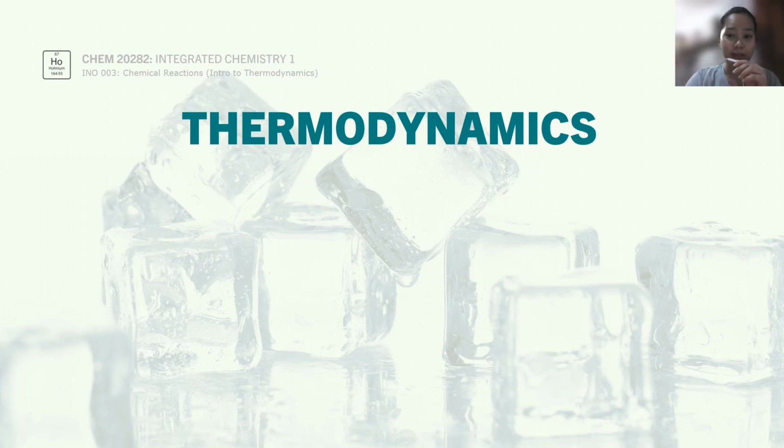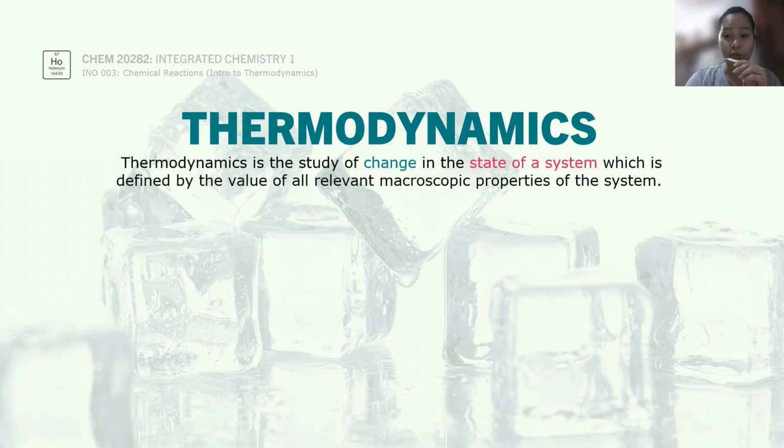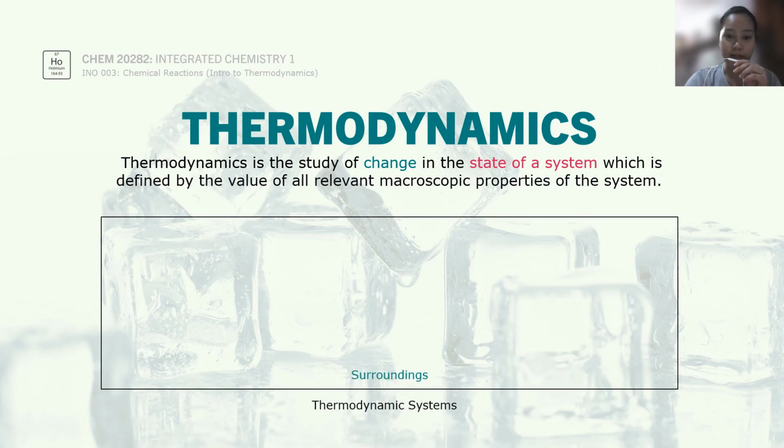In thermodynamics, the change in the state of a system is studied. A system is a macroscopic part of the universe, and the system interacts with part of the universe which we call the surroundings. There are three types of systems.